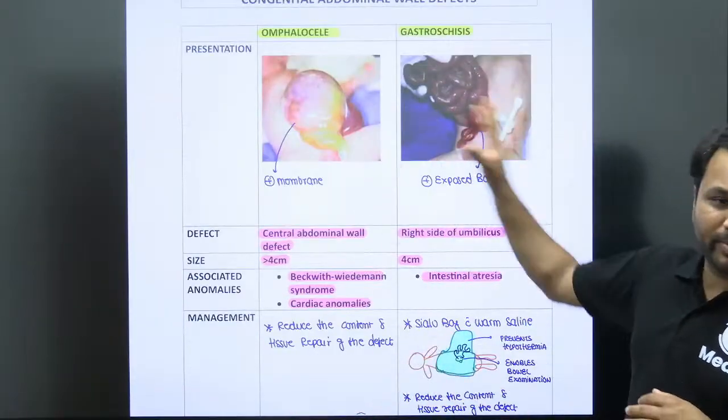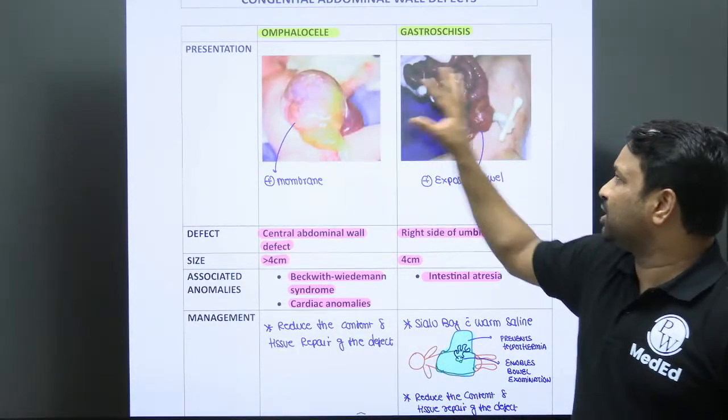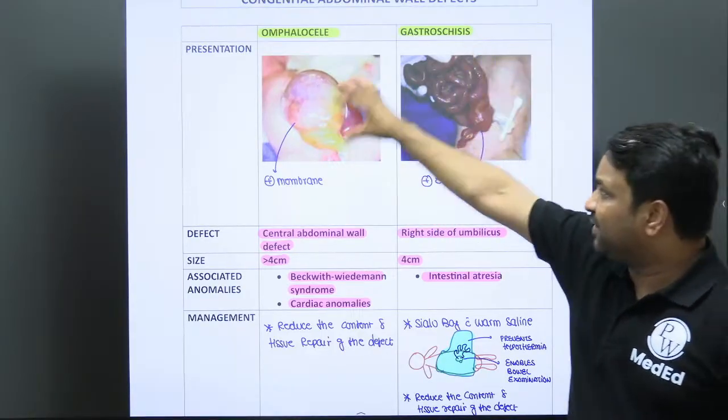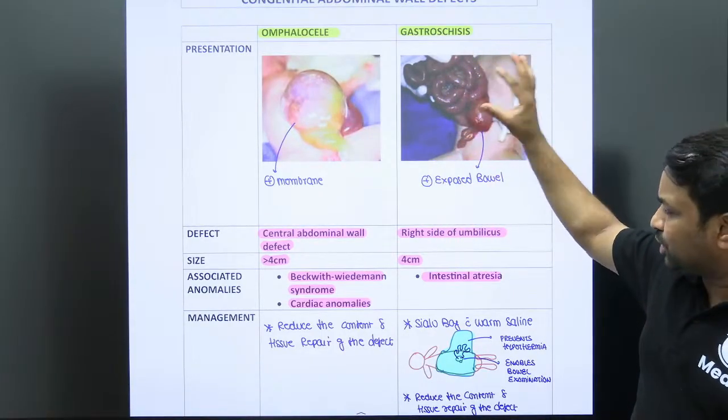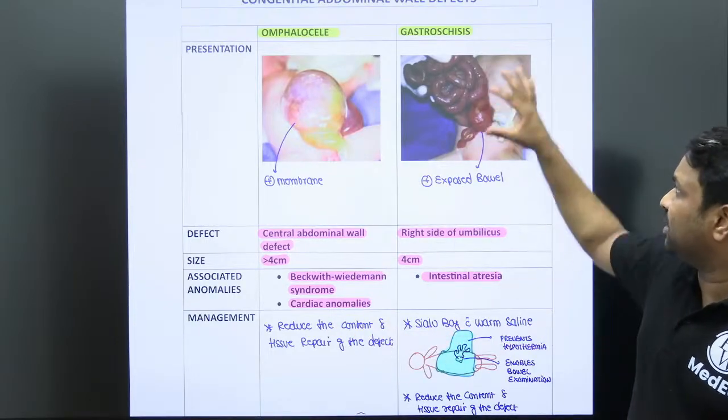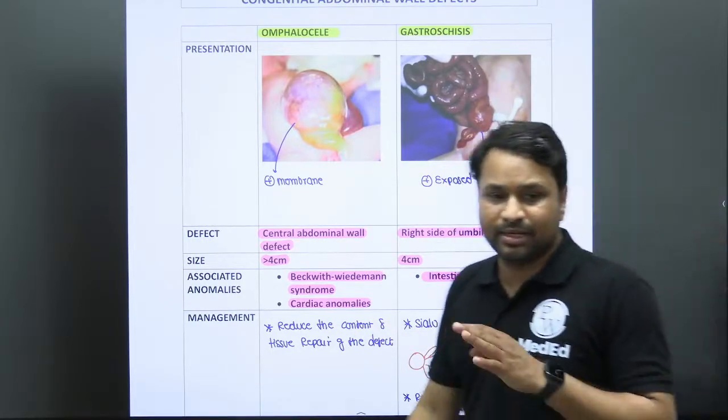Then you'll have these two images which are very commonly asked. What is omphalocele? What is gastroschisis? Omphalocele will have a membrane. Gastroschisis is exposed. Omphalocele is an umbilical defect. Gastroschisis is usually on the right side. Omphalocele is associated with Beckwith-Wiedemann syndrome and cardiac anomalies, whereas gastroschisis is only associated with intestinal atresia.